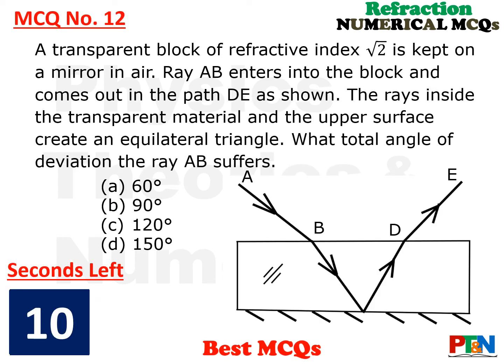Next MCQ on the same setup. Here the ray comes back in the path DE as shown. Now you need to find out the total deviation the ray AB suffers. Ray AB enters, goes through the transparent material, comes back in the path DE. You need to find out the total angle of deviation the incident ray is suffering. Four options, 10 seconds time here. Your time starts now. Again, if you require more time, do pause the video, do your calculation and come back.